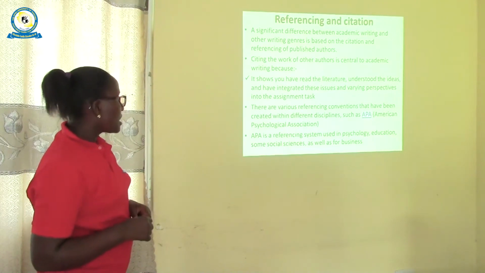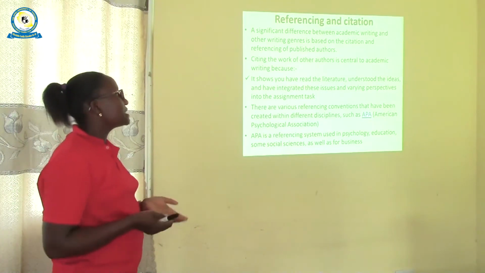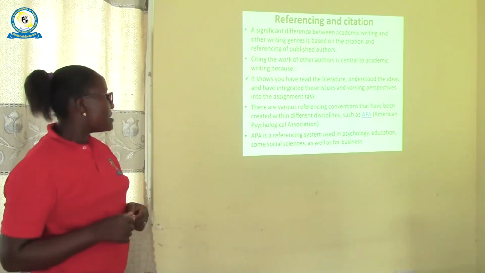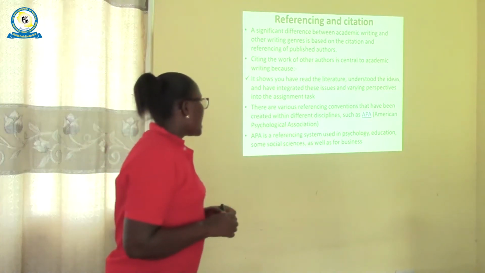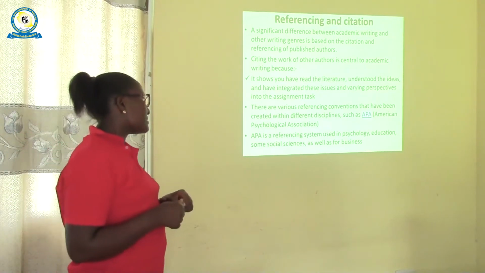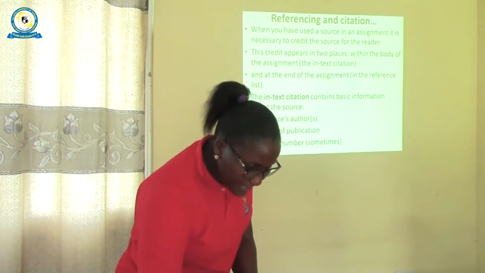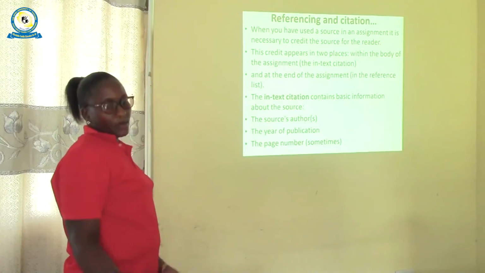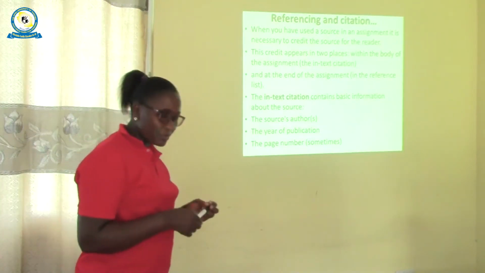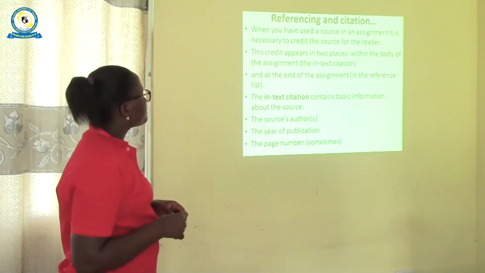Okay, so we'll be exposed to different kinds of referencing styles, but very importantly and particularly, we will focus on the APA, the American Psychological Association. It is a referencing system used in psychology. It is the system used in education and some social sciences, as well as in the field of business. And it is the system of referencing that is adopted at the Open University of Tanzania, and it's the particular referencing system that we use, and we encourage students also to adopt the same.